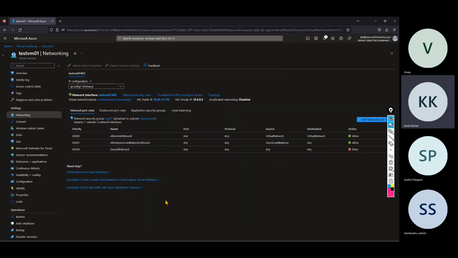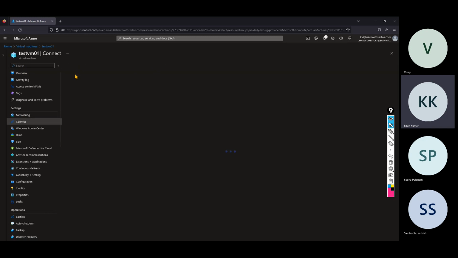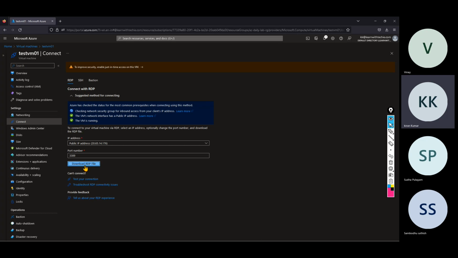So here, by default rule wise, we can't take the RDP of this virtual machine. Why? Because by default the rules won't allow access over the internet. It only allows VNet to VNet and the Azure load balancer. But directly I'm trying to connect to this virtual machine's RDP.